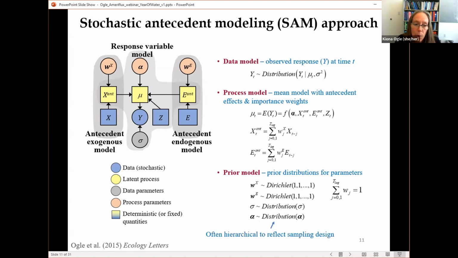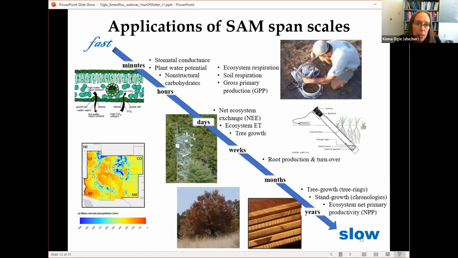And then within the framework, we might often allow those effects parameters, those coefficients, to be modeled hierarchically to represent aspects of the sampling design, such as plots nested within site or individuals nested within species, for example. And then we have this model that we fit to the data on our responses and our covariates.